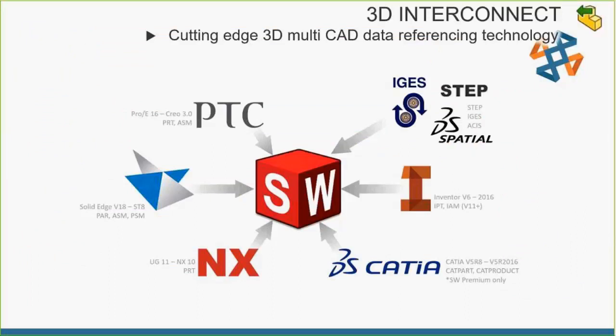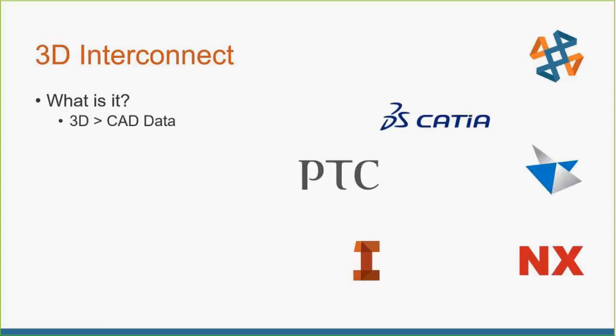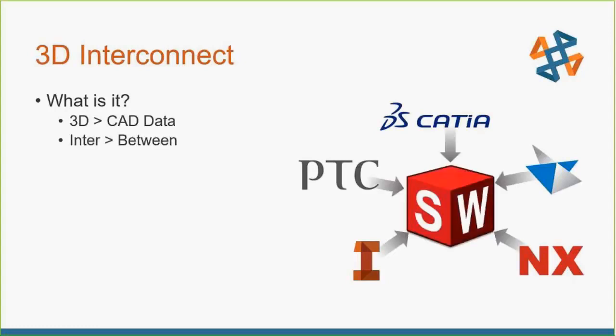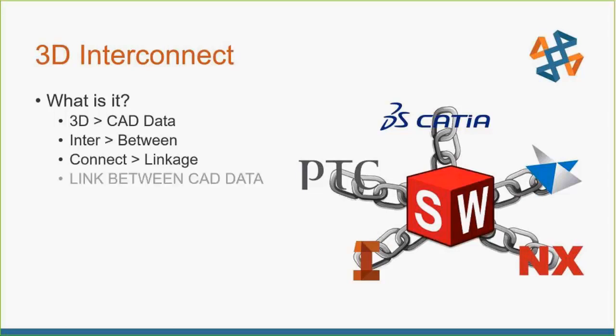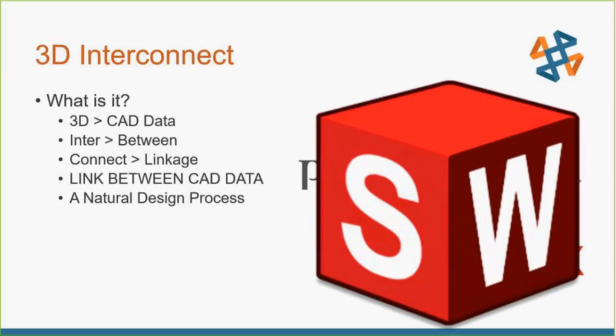3D Interconnect is a referencing system that was built right under the hood of SOLIDWORKS starting in 2017, and you may not have even seen it. So let's talk about what SOLIDWORKS 3D Interconnect is. It's pretty simple if we actually break down the name. SOLIDWORKS did a good job, I think, with the name, giving us some clues to what it actually is and what it means. So if we take 3D, that's CAD geometry or CAD data. Inter is between. And then connect, you can think of it as a linkage. So it's a link between CAD data. And really, it's a way to design naturally where you focus more on the environment you're used to, working in SOLIDWORKS, and less about where the data actually came from.